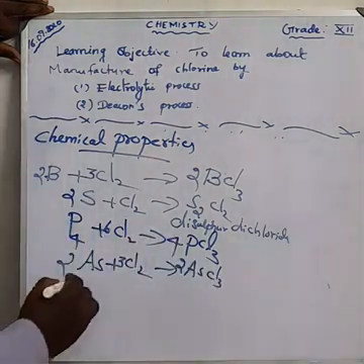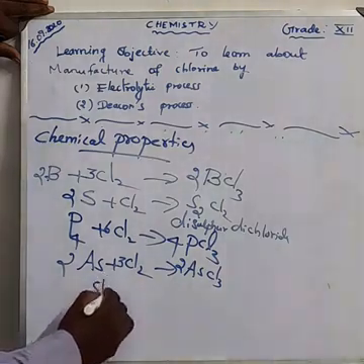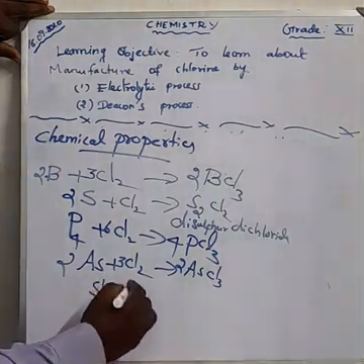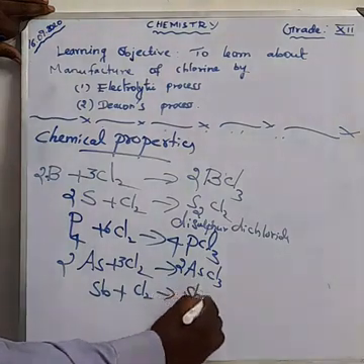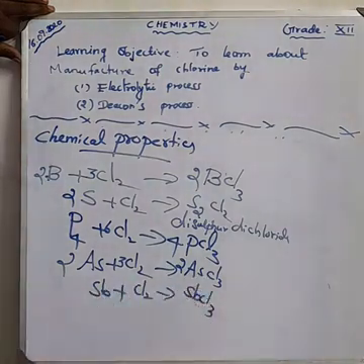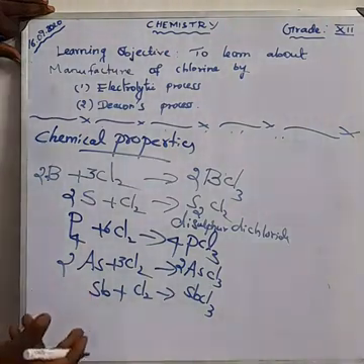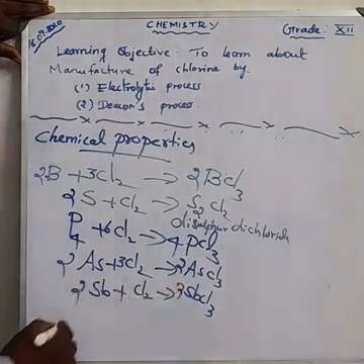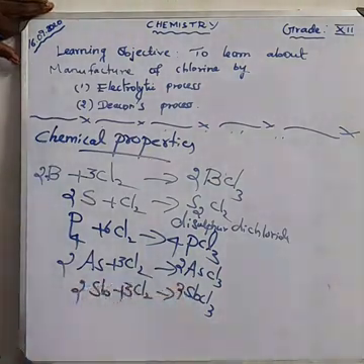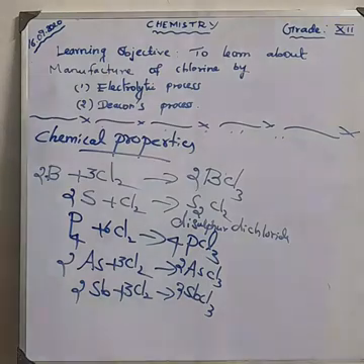Next about antimony, Sb, reacts with Cl2. So what's the product? SbCl3, antimony chloride. Okay, how can you balance the equation? Make it 2 here, so make it 2 here, then 3. And these are the equations about the non-metals.